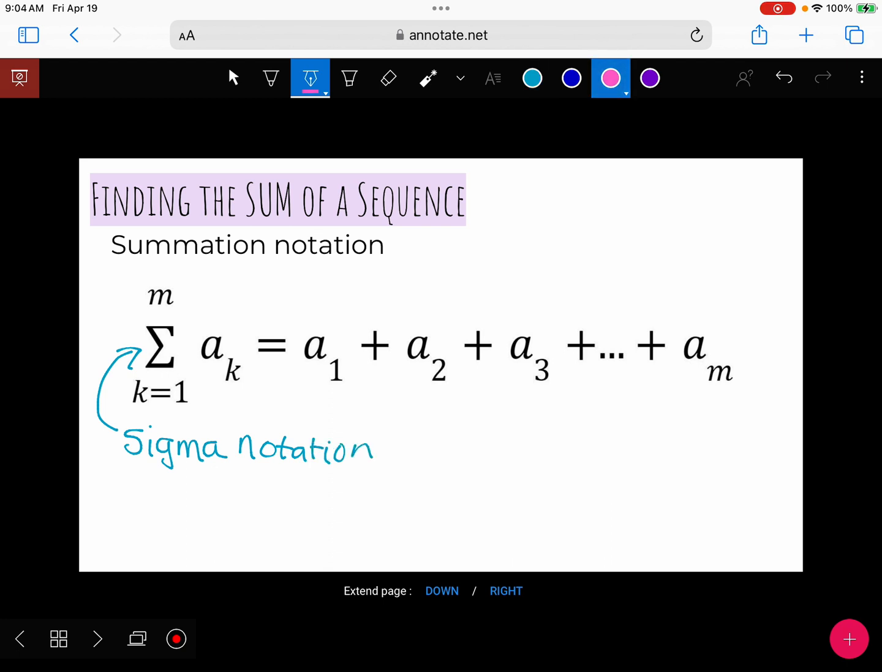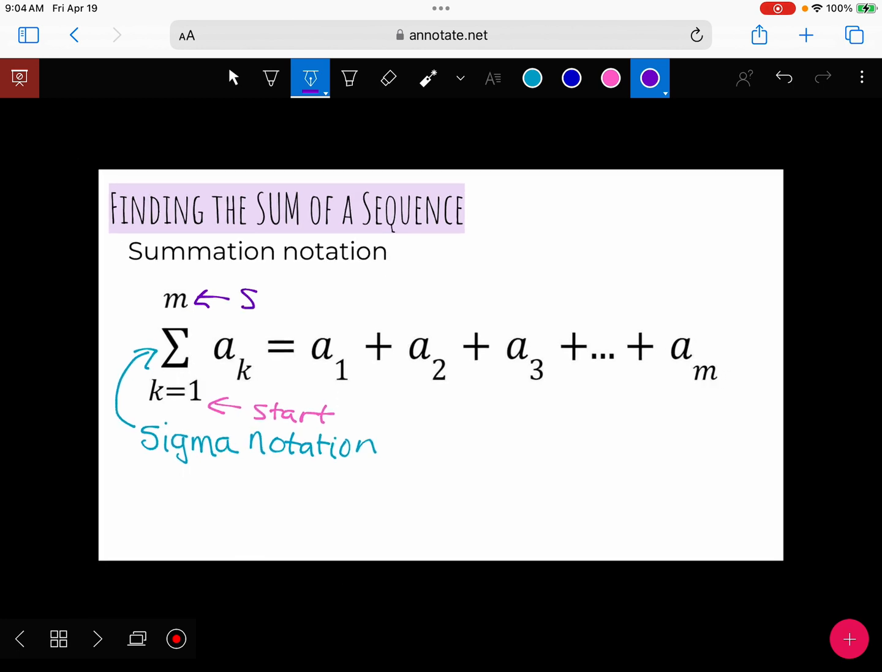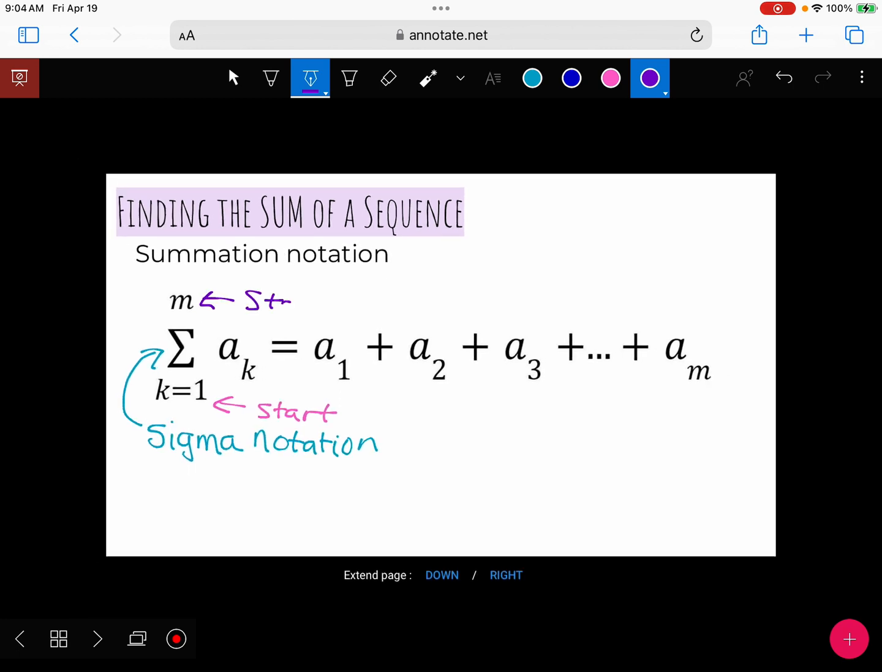What it means is that we're going to start at this bottom value. So we're going to start when k equals 1 in this case, and most times, but not always. And whatever this number is up here is going to be where we stop. So if we're starting at 1, we're going to add together all of our a sub k's until we get to m. We start at 1 and do a sub 1, then a sub 2, then a sub 3, and we add all of them up until we get to a sub m, whatever that last value is.